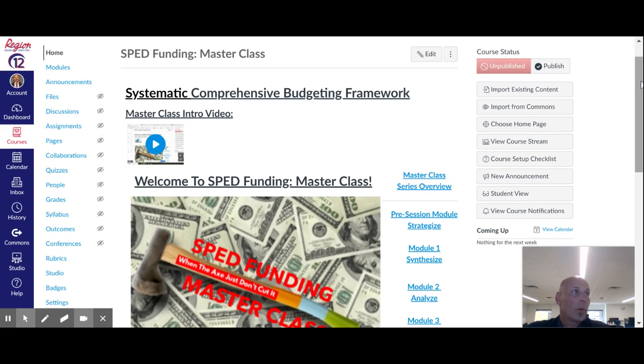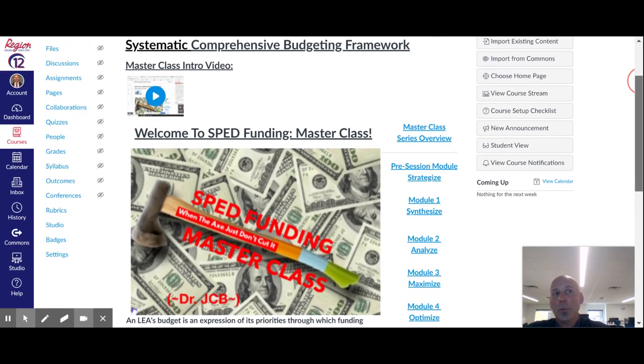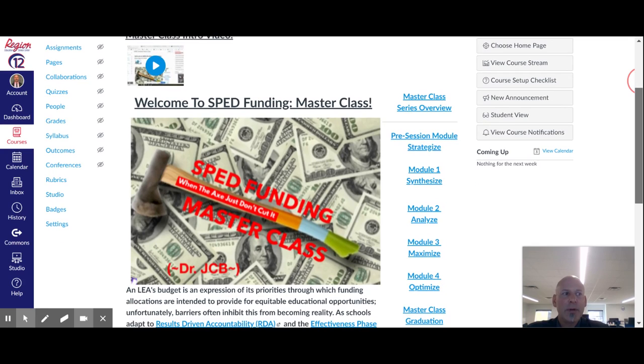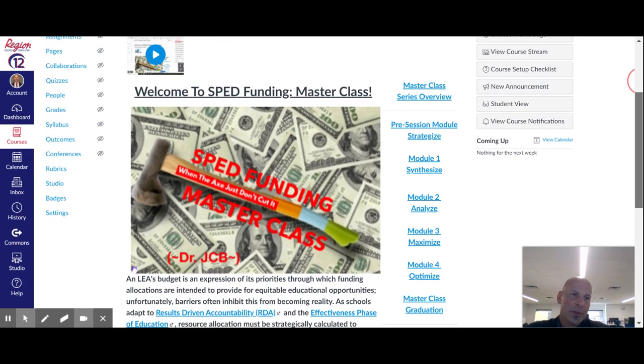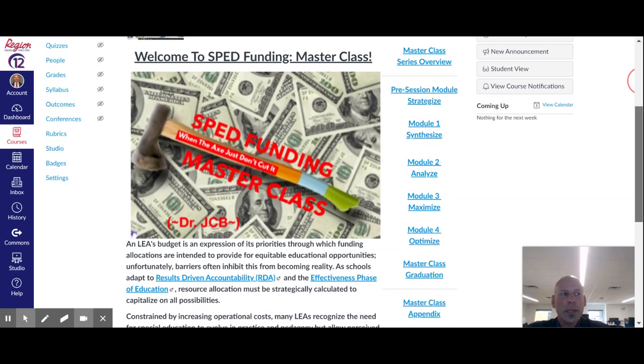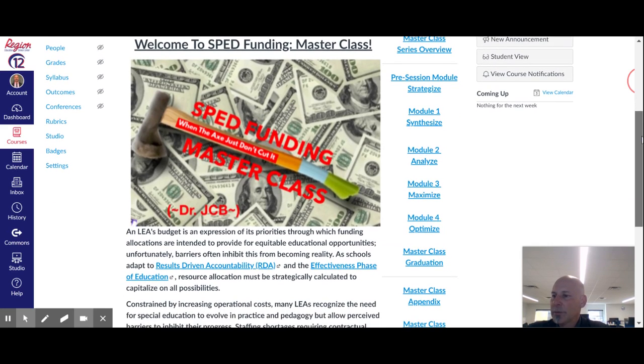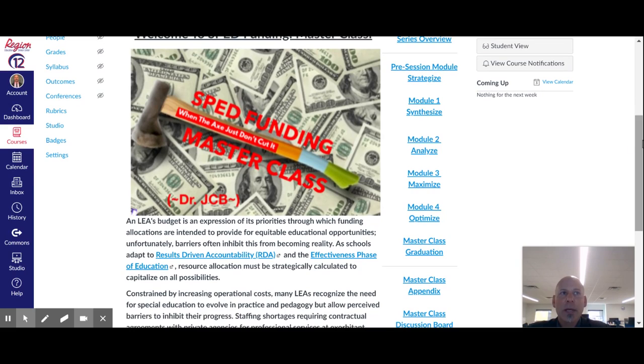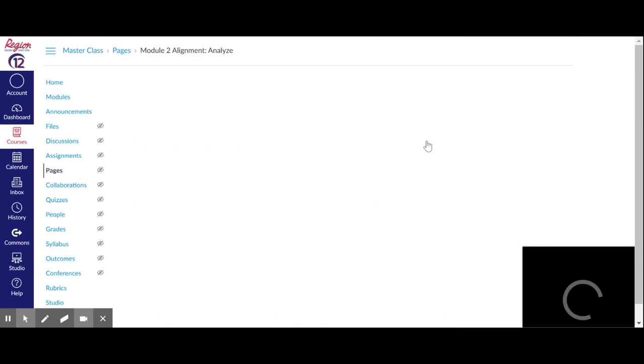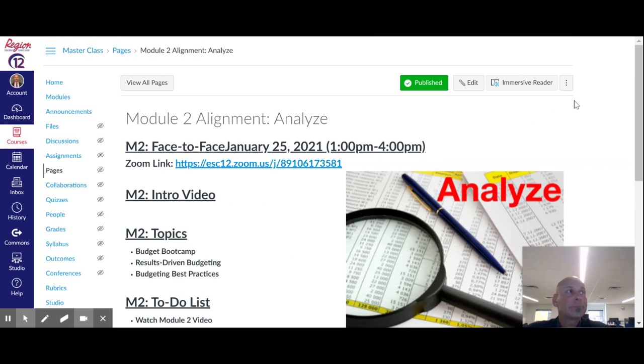and that is that we're going to use a framework. We're going to be strategic. We're going to make sure that we understand enough about SPED funding and budgeting to really be effective in our practice, to maximize opportunity, and to optimize our SPED revenues for outcomes. One way we do that is through the use of analysis. We're going to jump into the module on analysis and talk a little bit about that.